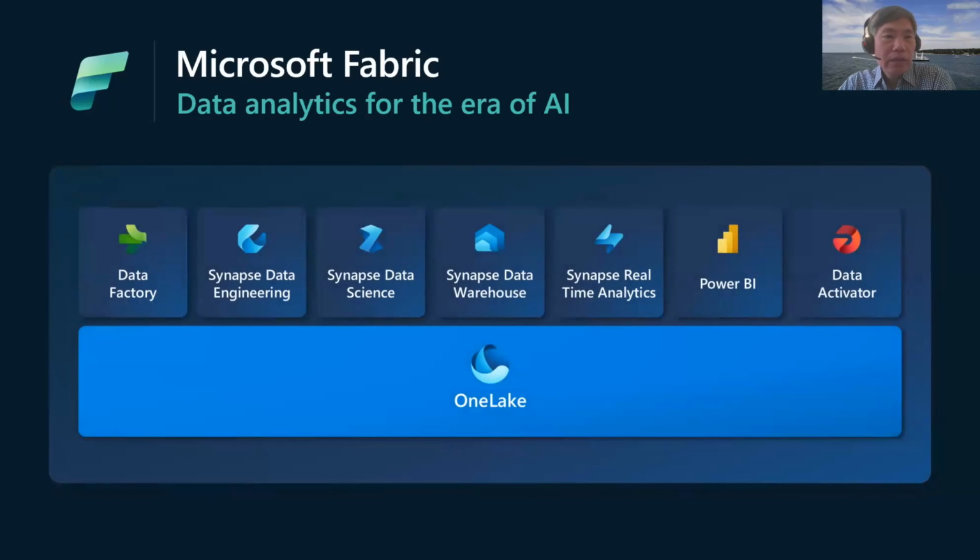So this is what Fabric looks like. There is a set of purpose-built tools: data integration, data engineering, data science, data warehousing, real-time analytics, Power BI, Data Activator, but all of them look and feel and work as a unified product with all the data sitting in OneLake.